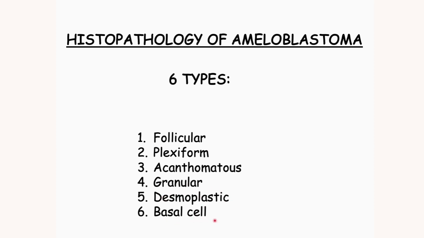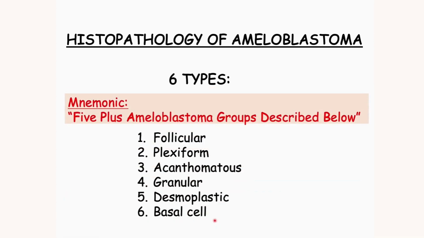So how to remember this? There is a mnemonic here. As there are 6 types of ameloblastomas, we have 5 plus ameloblastoma groups described below. As the mnemonic is very much relevant to the topic, it must be easy to remember. So let us look at each one of these types in detail.